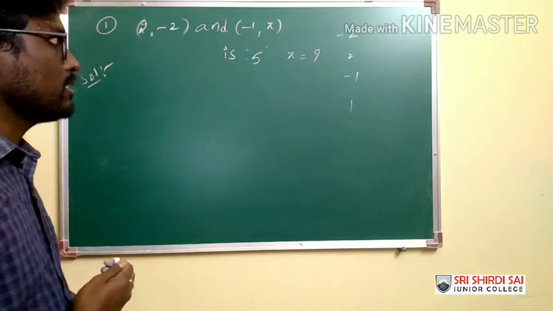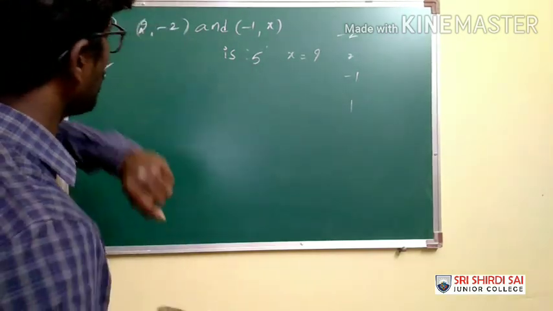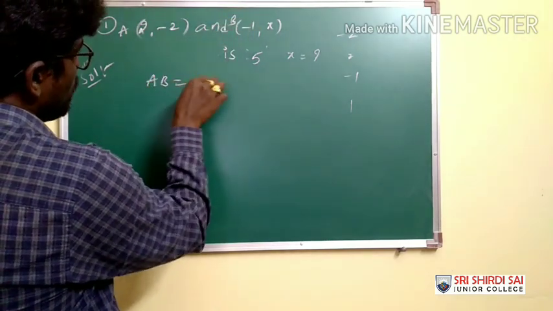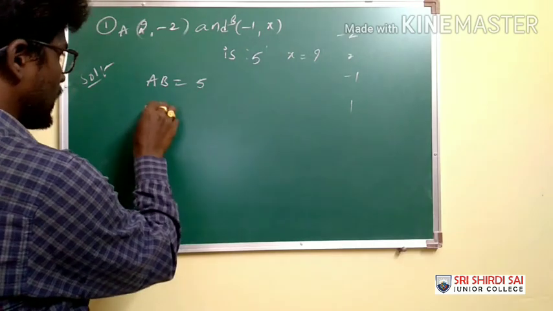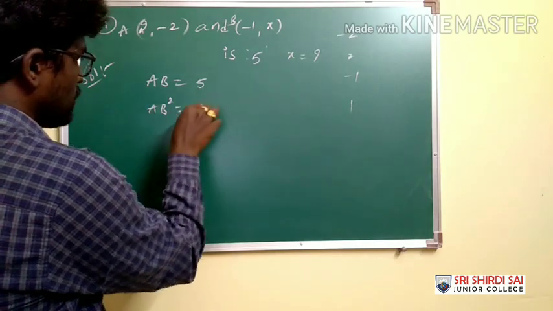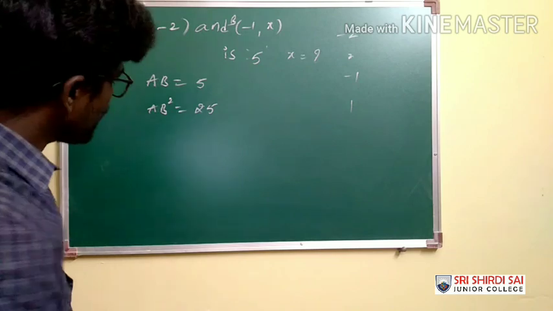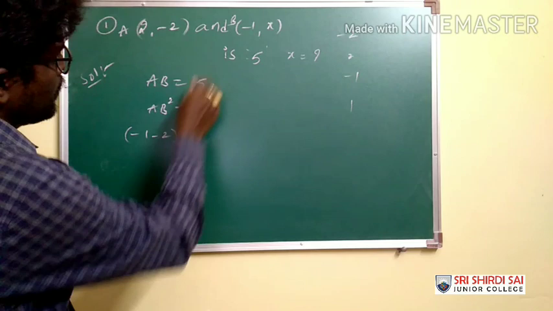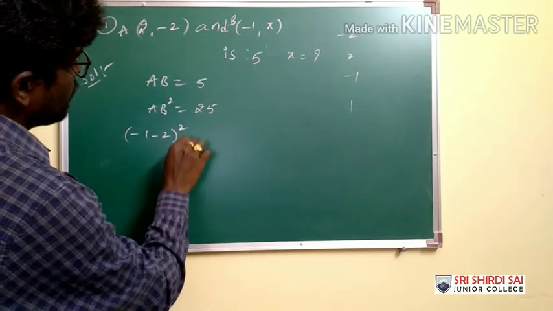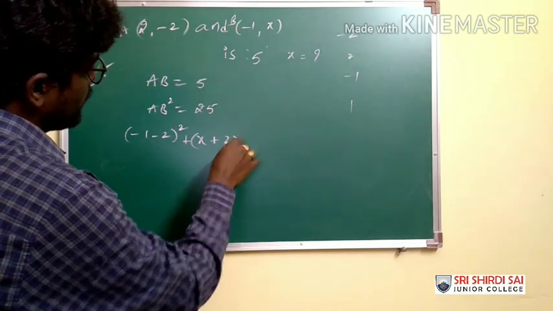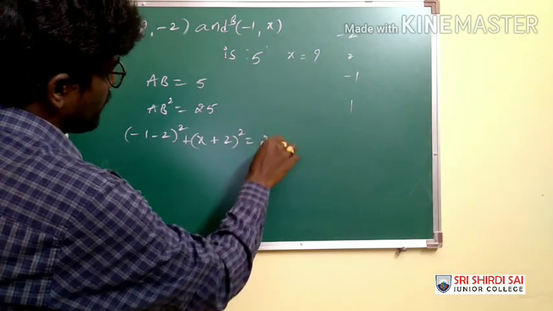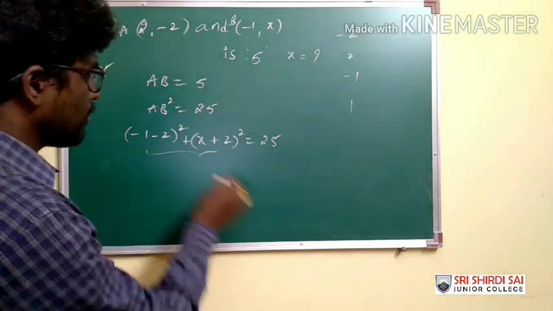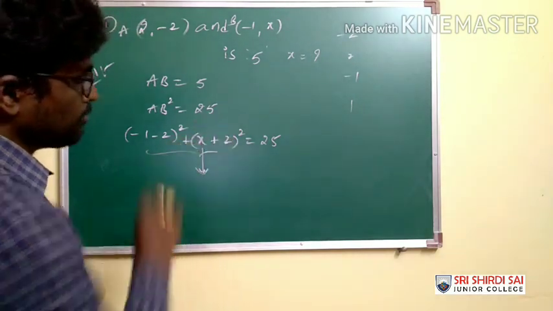According to the distance formula, we take the distance between these two points, AB equal to 5 units. Squaring on both sides, we get AB square equal to 25. AB square is (-1 - 2) whole square, the difference of the x coordinates squared, plus (x - (-2)), that is (x + 2) whole square, equal to 25. On simplifying we get the value of x, because we have only one unknown.